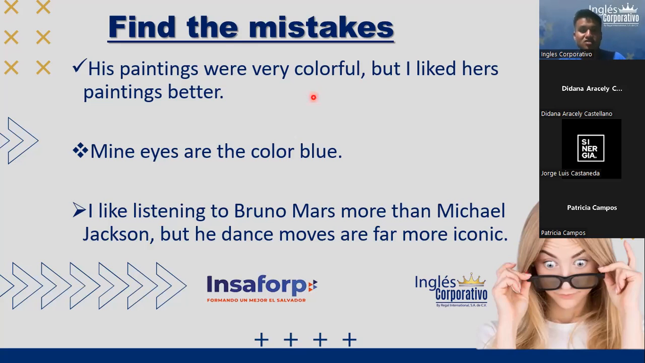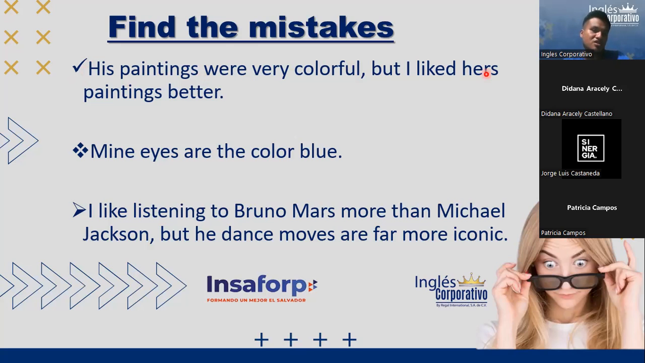Y aquí es donde entran las reglas de puntuación. Why? Because we have a comma there. Esa pequeña coma me dice que hasta ahí llega una oración. Luego tenemos otra oración. Y eso es lo que nos puede confundir. That can be a little bit confusing. Why? Because it makes sense. Tiene sentido, Patricia. Because here you have his paintings. Sus pinturas. Ok, makes sense.